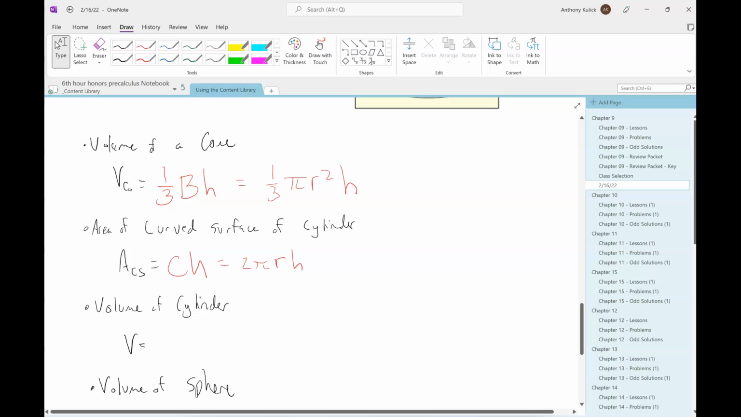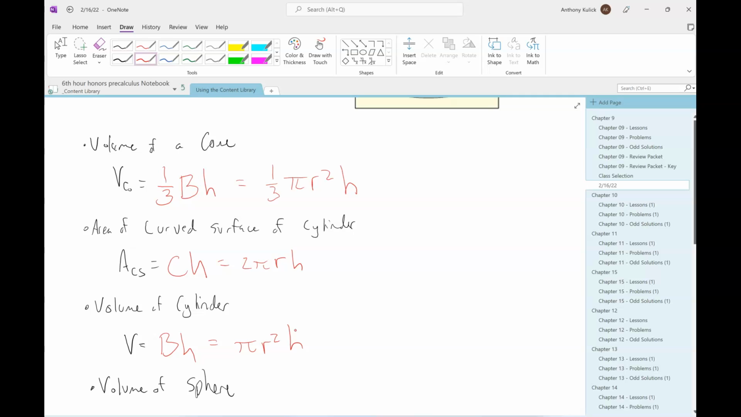How about the volume for a cylinder? Just area of the base times the height, right? And since for a cylinder the bases are always circles, we could say that's pi r squared h. So far, so good? Everybody happy still?